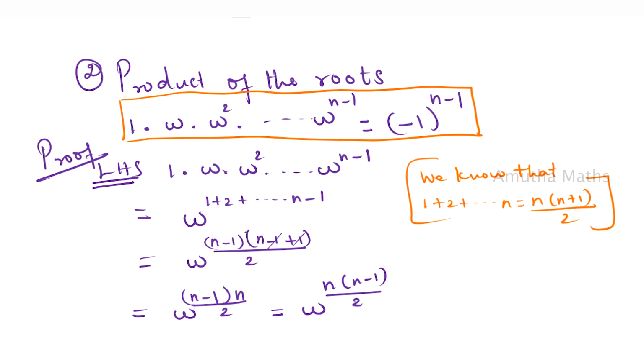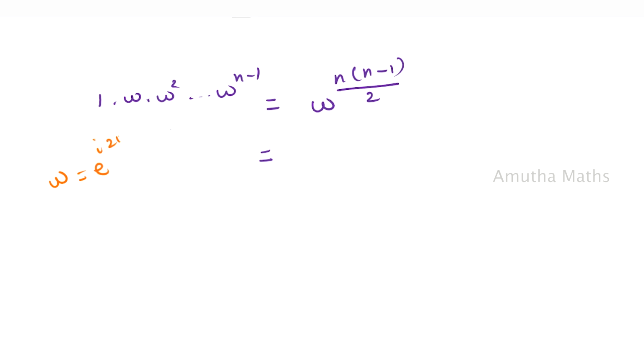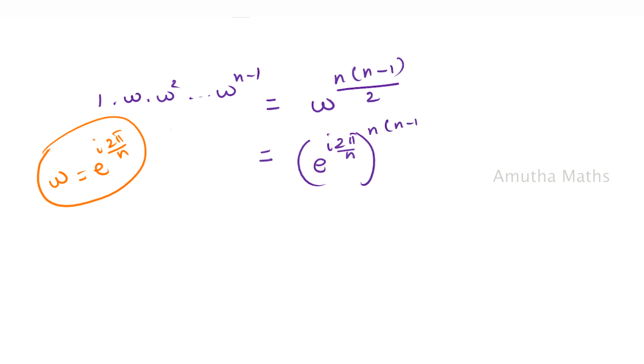Now what is omega actually? So that is 1 into omega into omega square etc. omega power n minus 1 is equal to omega power n into n minus 1 divided by 2. That is the last step we had, isn't it? Now what is this omega? We know that omega is equal to e power I into 2 pi by n, is it not? In the place of omega I am going to substitute e power I into 2 pi by n, the whole power n into n minus 1 by 2.